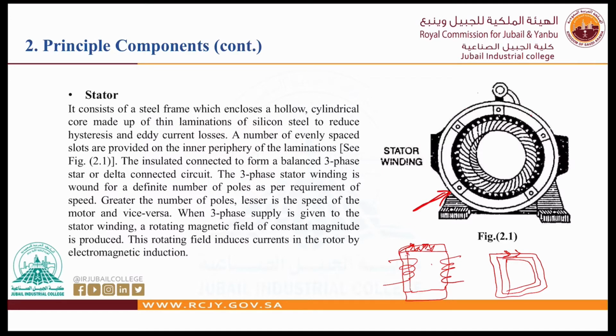Okay, a number of evenly spaced slots are provided on the inner side. These are the slots, evenly distributed. The insulated windings are connected to form a balanced three-phase star or delta connected circuit. So we will have a three-phase winding, right?